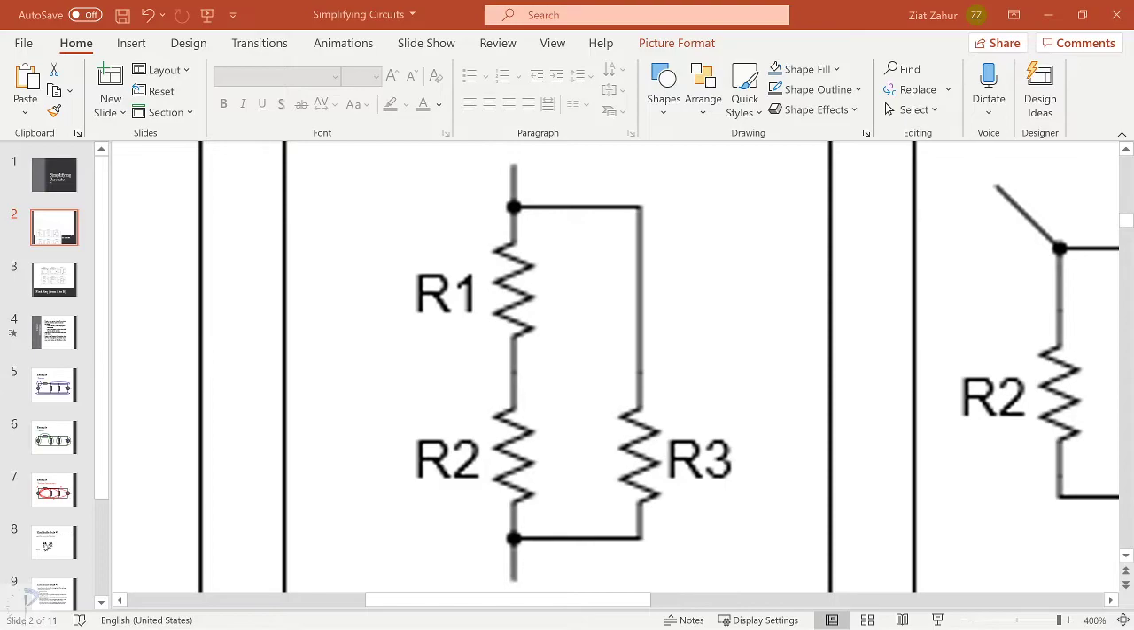So again, always draw the current flow diagram. Look at the current.